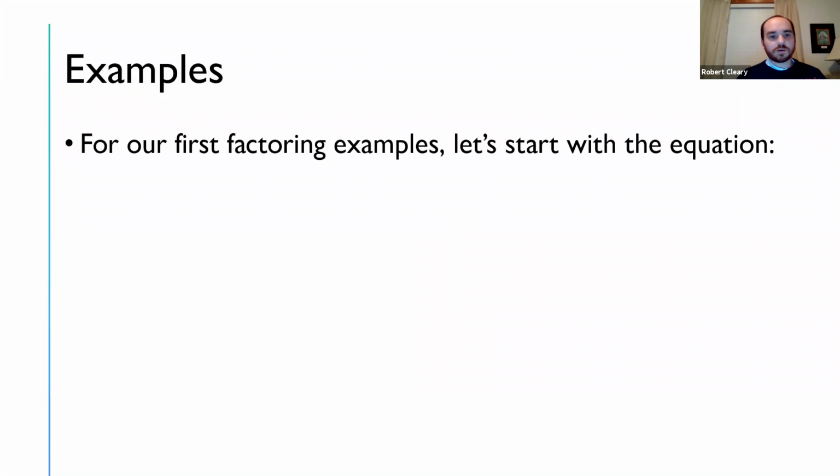So for our first factoring example, let's start with the equation x squared minus 2x plus 1. Now, if we factor this, it's just 1 times 1. That's the only thing that we can have. So we have a is 1, which means both of our parentheses are going to start with just a plain x. If there was a number in front of the x, if like a was 2, we'd have to include a 2 in one of these. And we'll talk about that more in the future examples.